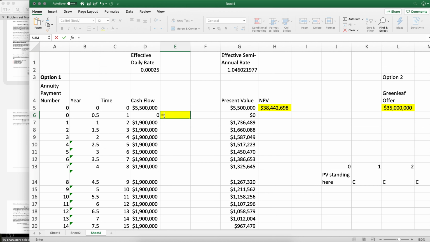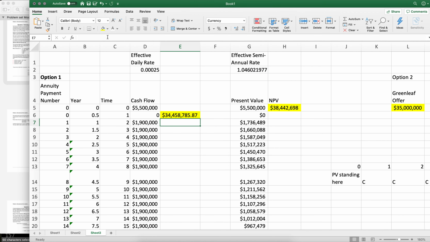So we could do PV, the rate is the effective semi-annual rate, but you have to subtract 1 because it's not in percent terms, it's in 1.0 whatever. Number of periods is 40 because we're going to have 40 payments. The payment is this, but remember we have to put a negative because Excel does that weird thing. There's no future value and there's no type. We're just going to close the parentheses. And we get 34 million and change. But notice that it's not in present value terms. It's in value at time 1.